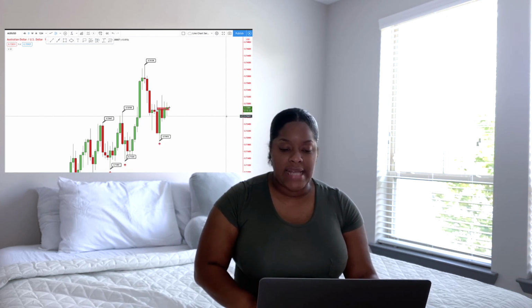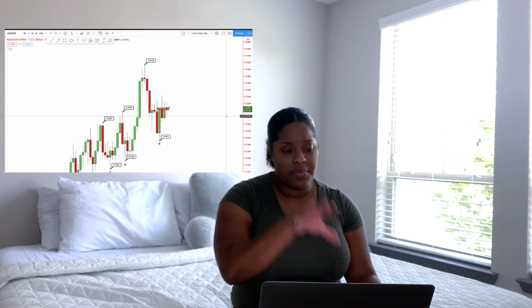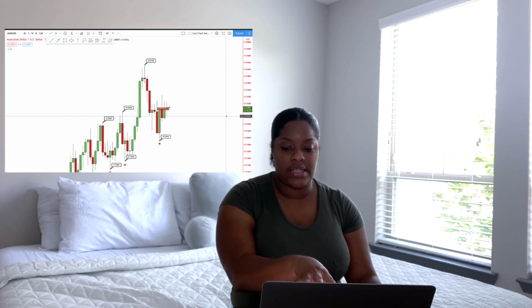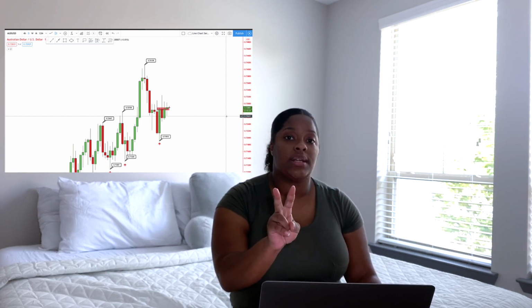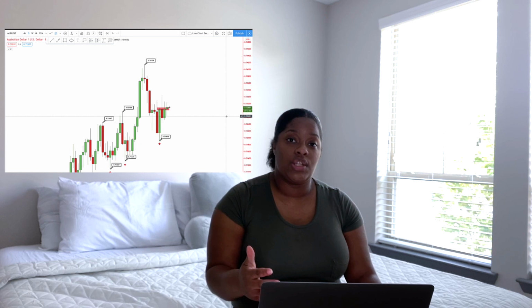So with that being said, this is what I'm doing here. This is how I'm going to do these potential currencies right now. You have 2 really good setups for the week.